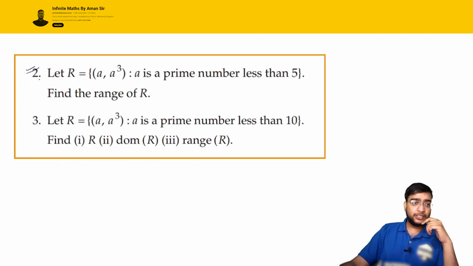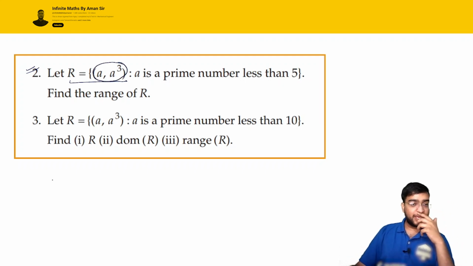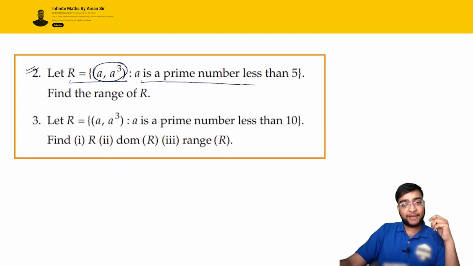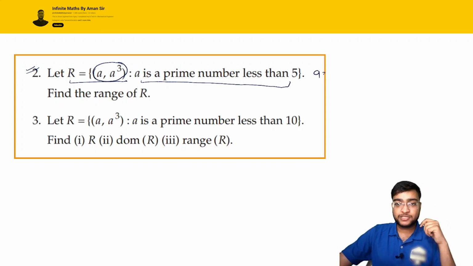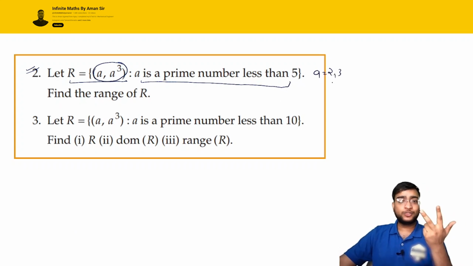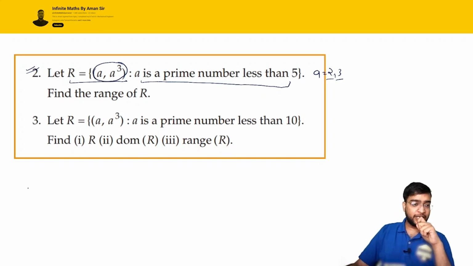So the relation R is a comma a cube. Okay, this is my relation, and a is a prime number less than 5. So what must a be? You can say 2 and 3, these are the two prime numbers that are less than 5. So you take only these two numbers for a here. For this condition, the relation here is a comma a cube, so a comma a cube is my b.